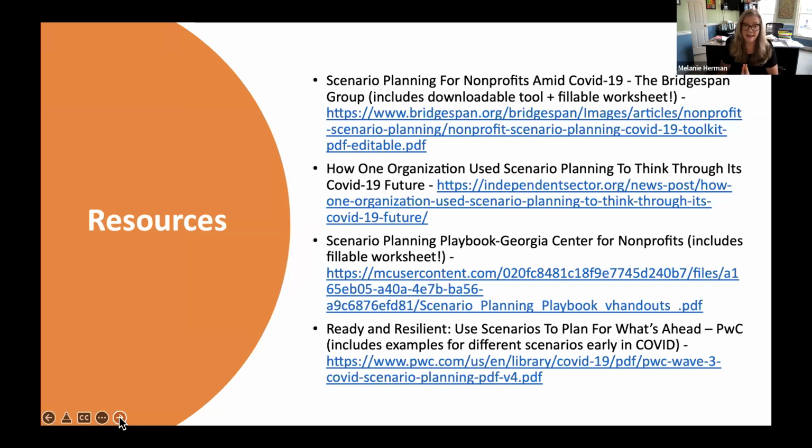So this slide has some of the resources that I've listed in the handout. The Word document titled Scenario Planning Resources actually has 9 resources, everything I've mentioned in the presentation, as well as hyperlinks, so you can find them, and they're all available free of charge. So that's my last slide.